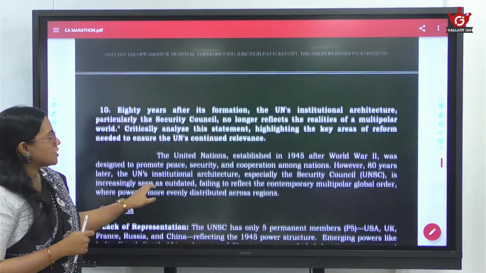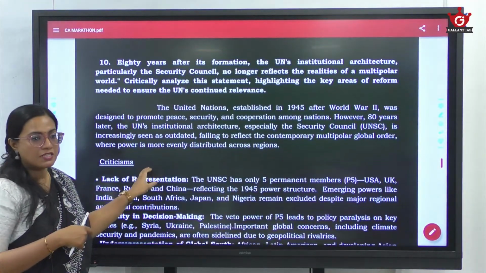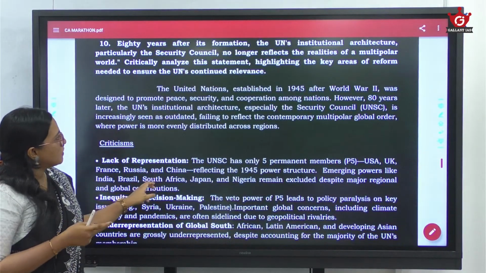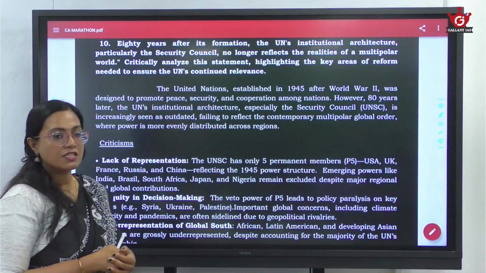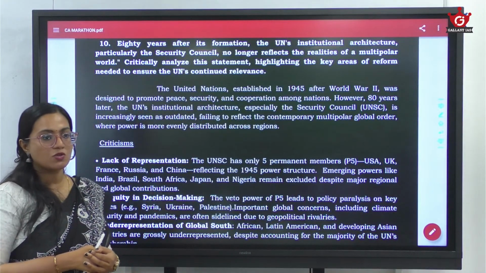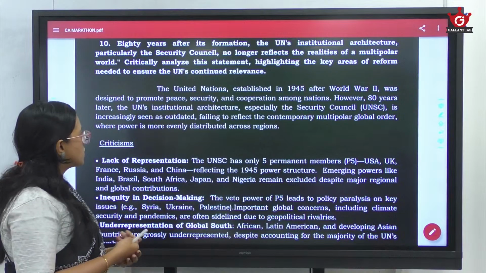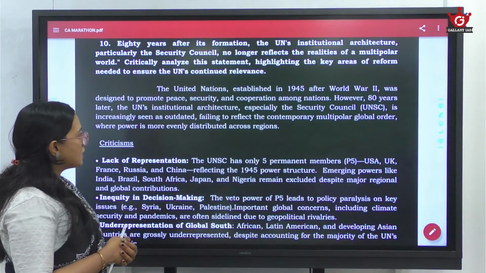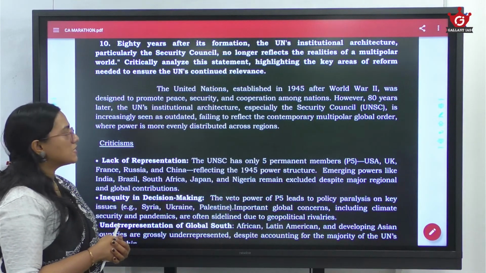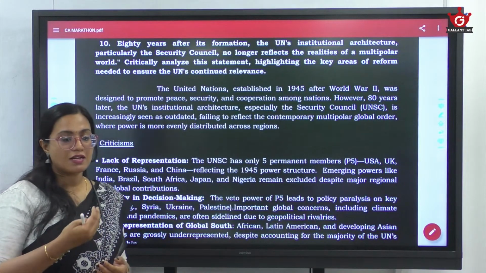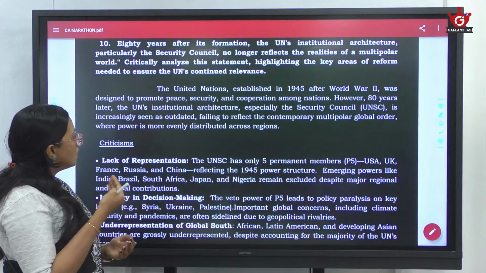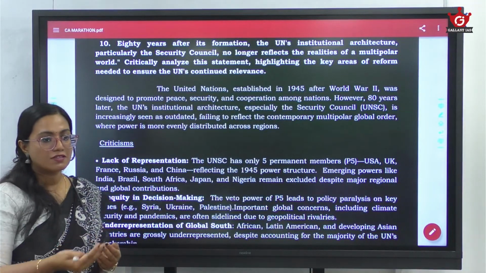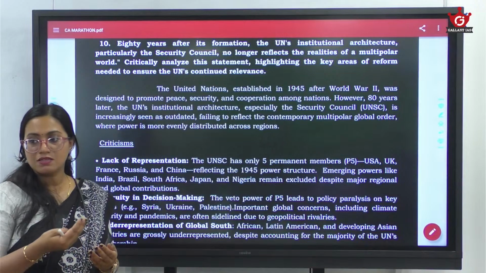Now, 80 years after its formation, as I said before, UN's institutional architecture, particularly the Security Council, no longer reflects the realities of a multipolar world. So, this is also basically a criticism of the UN's role. Analyze the statement, highlight the key areas of reform needed to ensure the UN's continued relevance. So, they are asking you to suggest reforms for the improvement or to make it match the realities of the present world.